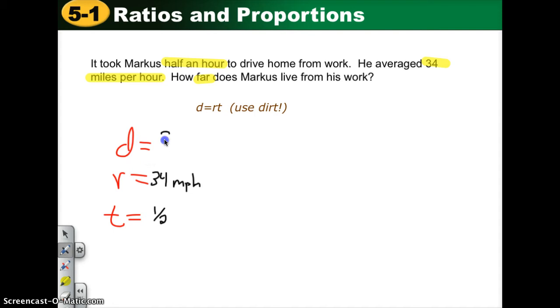So we want to know the distance. D equals 34 times the time, which is half. So we multiply those together, and D would equal 17. So 17 needs a label. Because it was miles per hour, our distance would be measured in miles.